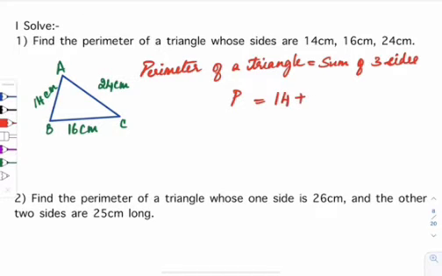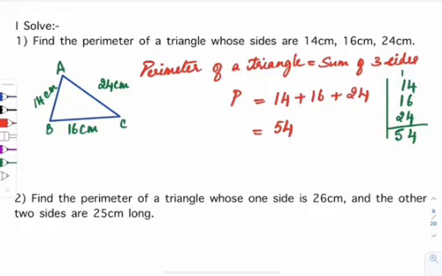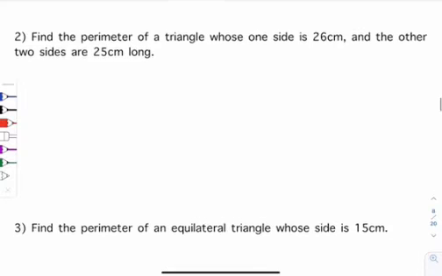14 plus 16 plus 24. So totally it is 54 centimeters. Units, we have written it as units. So here the unit is centimeters. So the perimeter of this triangle is equal to 54 centimeters.